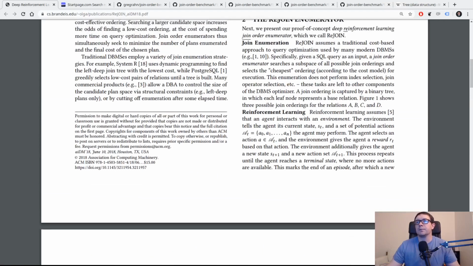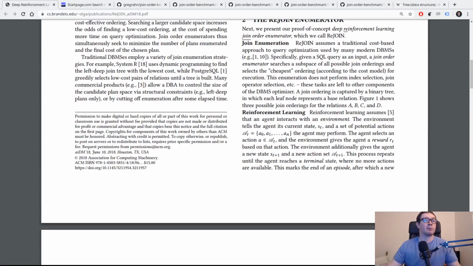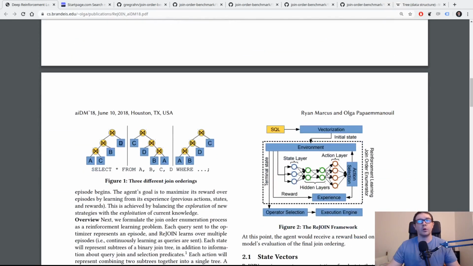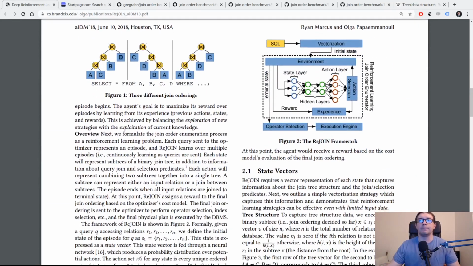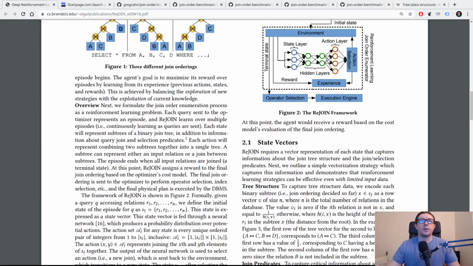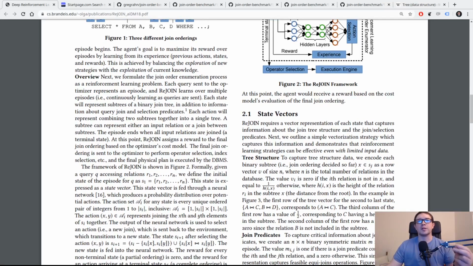Okay, makes sense. So reinforcement learning, this is something we all know. It's an agent interacting with an environment, receiving rewards, attempting to maximize rewards over time. All well and good. Next, we formulate the join order enumeration process as a reinforcement learning problem. Okay, so now they're making the jump from the database query problem into the domain of reinforcement learning. Each query sent to the optimizer represents an episode. So our episode is a single query. And ReJOIN learns over multiple episodes, i.e. continuously learning as queries are sent.